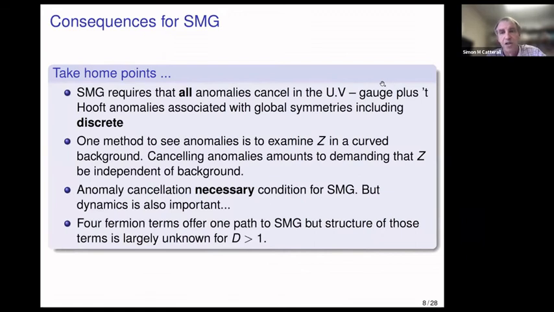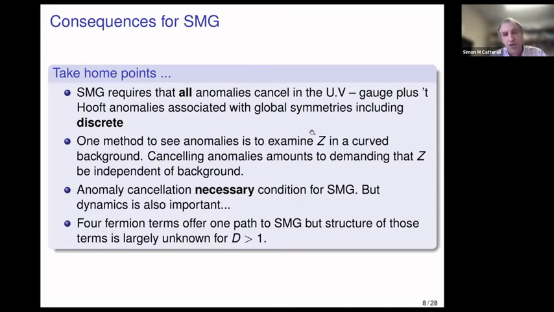The usual gauge anomalies, if you're thinking about a gauge theory, plus any other global anomalies, including discrete anomalies. So that's really the new component. There are anomalies associated with discrete ZN symmetries, which people didn't really consider until very recently. And those give constraints basically on the particle number, if you want to cancel them off.